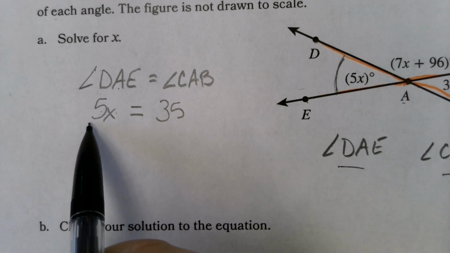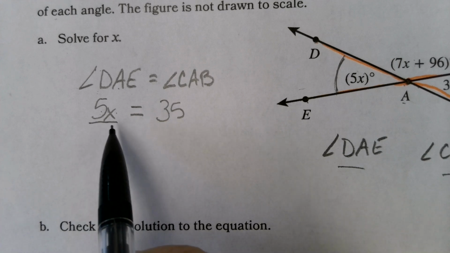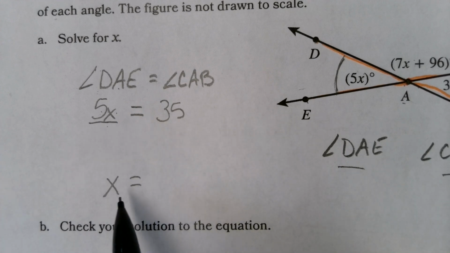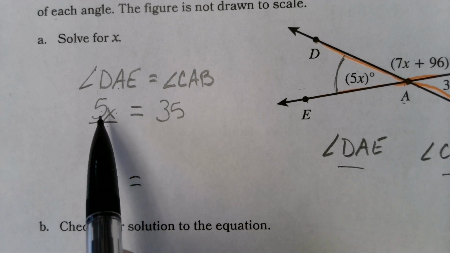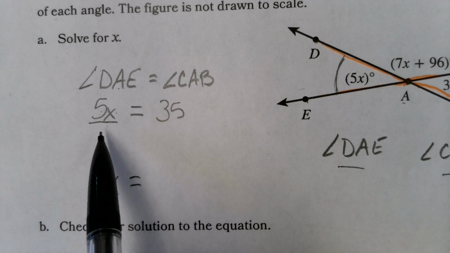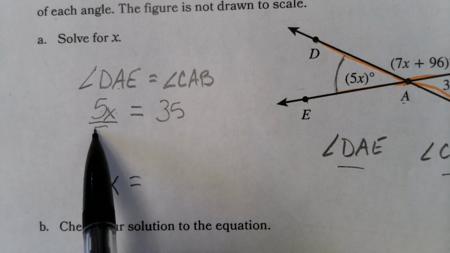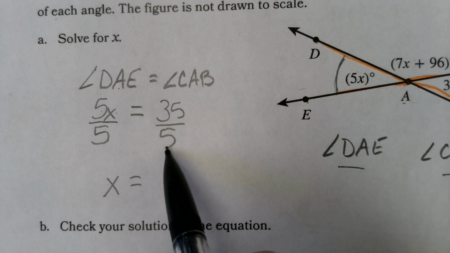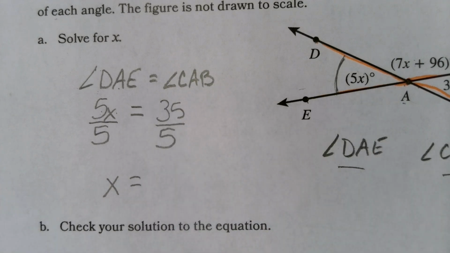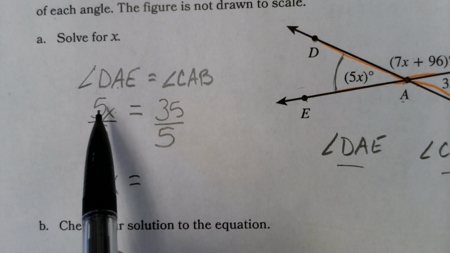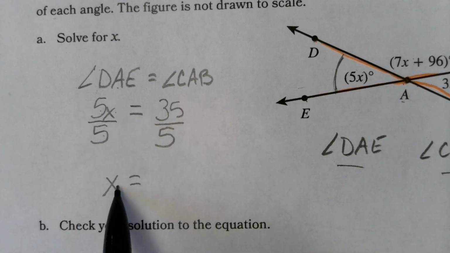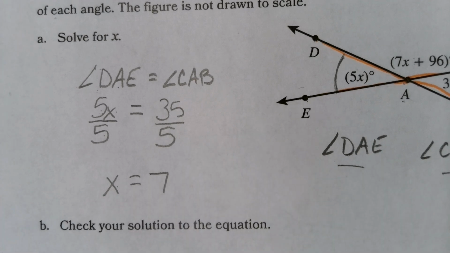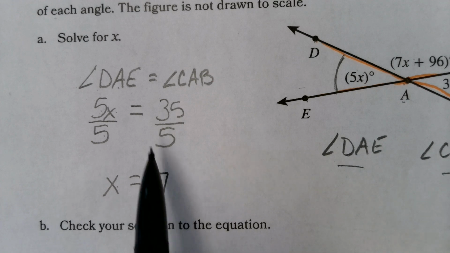The inverse, or the opposite of multiplying, is dividing. Okay, I want to get x equals. Well, x is just 1x. So how do I go from 5x to 1x? Well, how do I turn 5 into 1? I divide it by 5. And what you do on one side, in order to keep the equation balanced, you have to do to the other side. So 5x divided by 5 is 1x. And 35 divided by 5 is 7. Okay, so x equals 7.